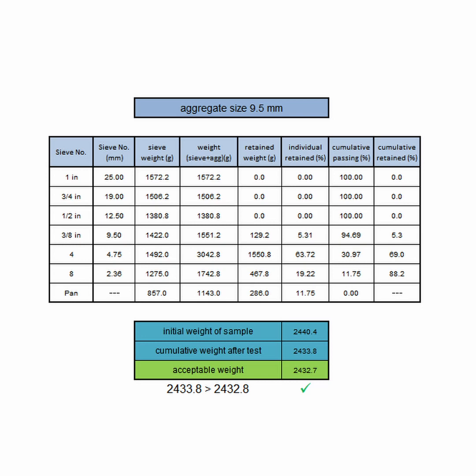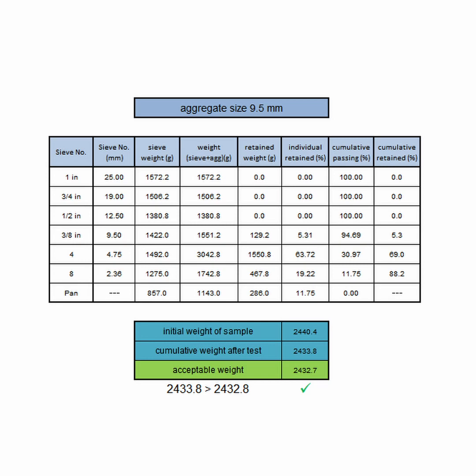We compare that weight to an acceptable weight, which is calculated by multiplying the initial weight of the aggregate by 0.3%. In our case, that's 2,432.7 grams, and we're in luck because the total mass of our material is 2,433.8 grams, just a bit more, but still good.